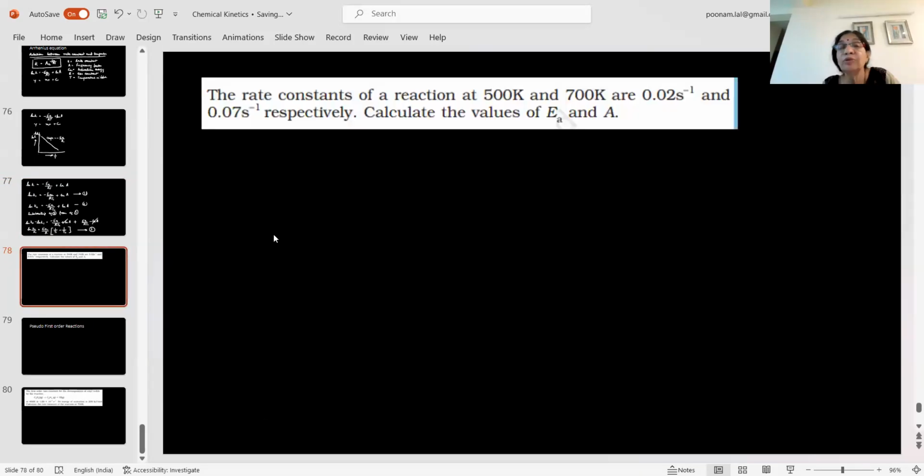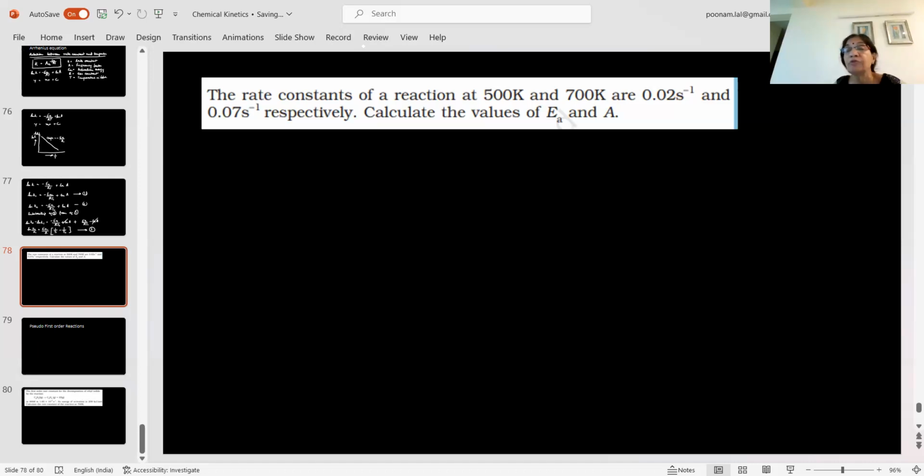Okay, so how do we do that? The rate constant of a reaction at 500 and 700 K are 0.02 per second and 0.07 per second. Calculate the values of EA and A. How will we do this question? Okay, so now the two temperatures are given and two rate constants are given, right? So we can easily find the value of EA.